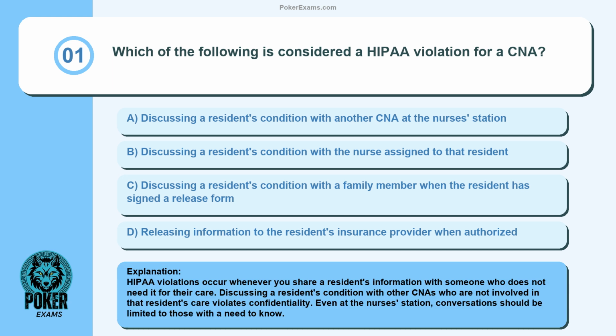HIPAA violations occur whenever you share a resident's information with someone who does not need it for their care. Discussing a resident's condition with other CNAs who are not involved in that resident's care violates confidentiality. Even at the nurse's station, conversations should be limited to those with a need to know.